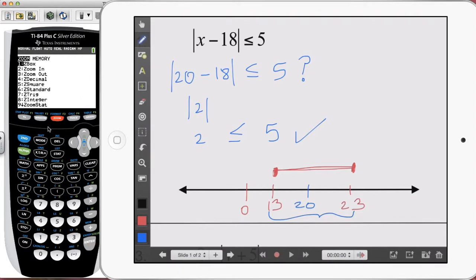It wasn't a good choice, so I'm going to put 3 and zoom out, and go back to how I was. Okay. So as you can see, the V shape is your absolute value and 5 is the red line.